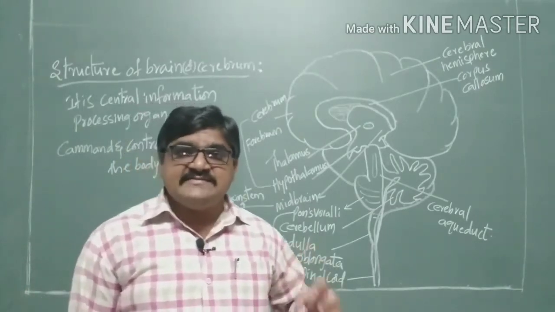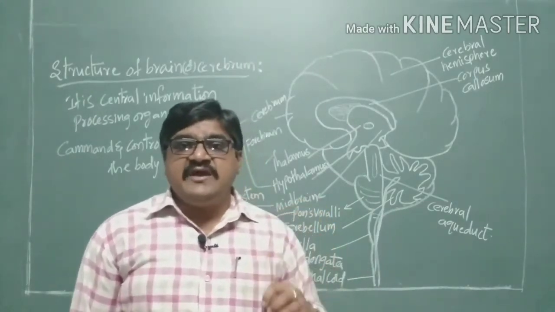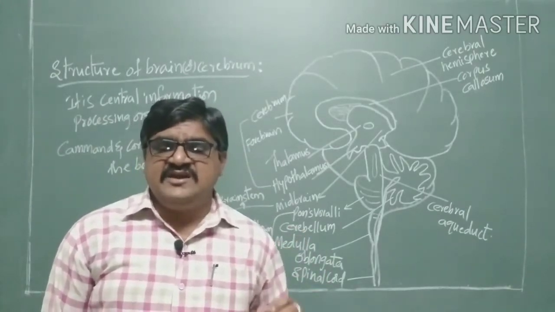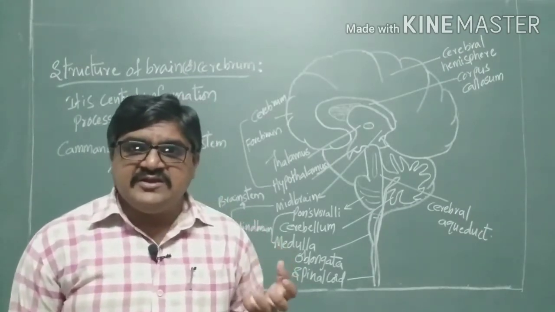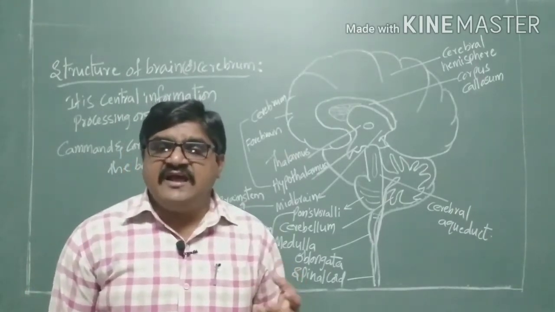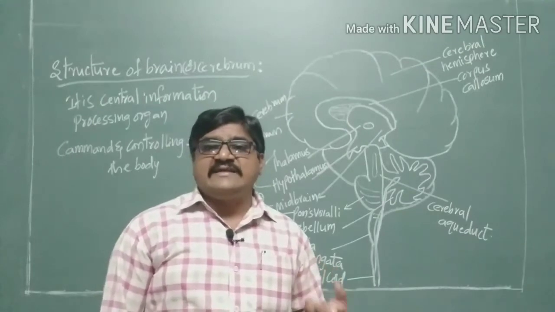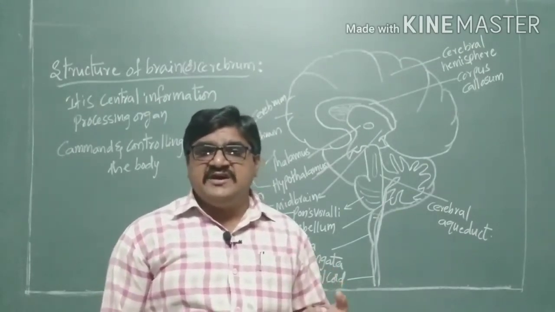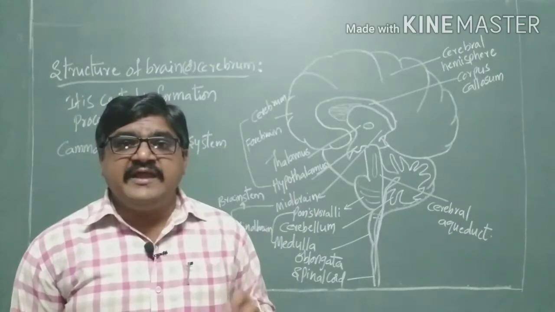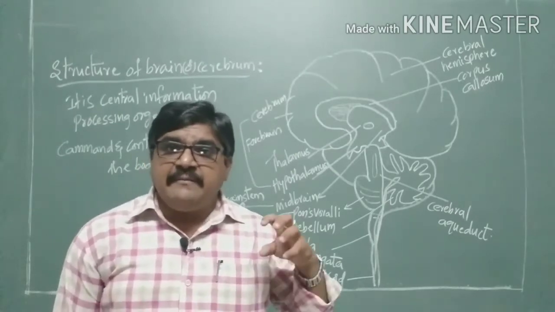The brain performs various functions, such as intelligence and consciousness. It is also responsible for thirst, fear, and hunger. All these activities and motivations are carried out by the brain only. So the brain is a very important organ in our body.